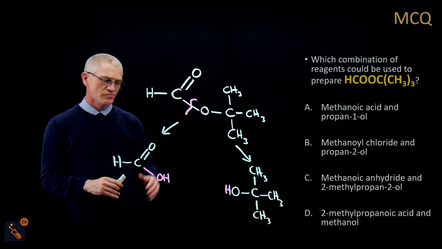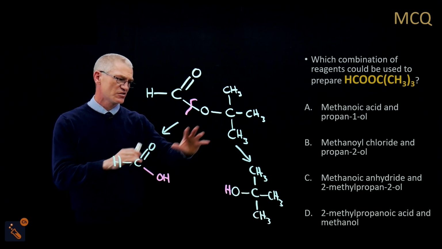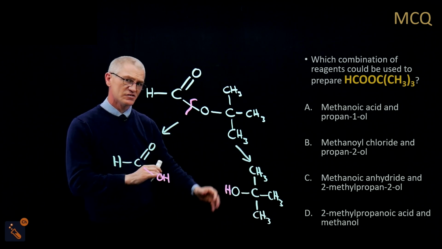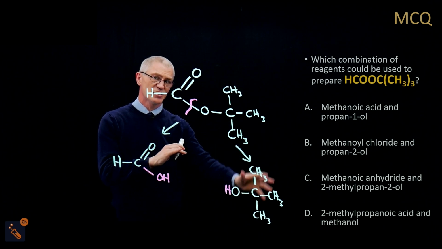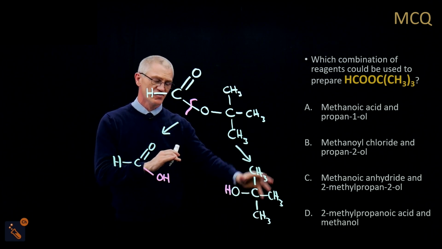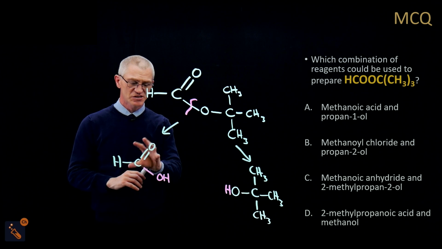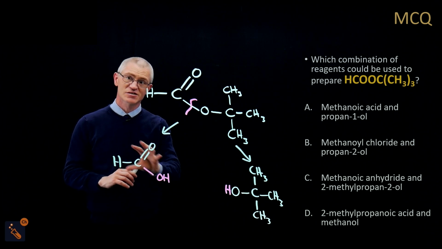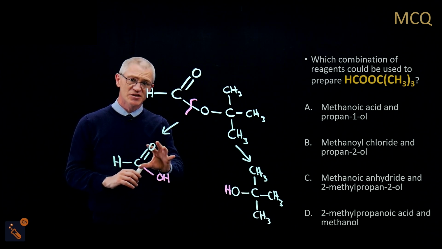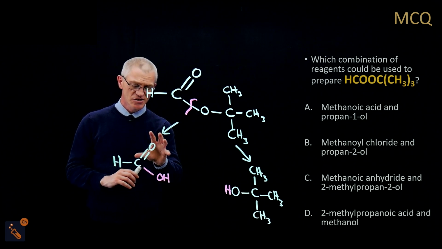So let's look at this first of all. Let's look at the alcohol and say, what kind of alcohol is this that I've made it from? Because it has to be an alcohol that you react it with to make an ester. This can be slightly different. The acid can be slightly different. You can make them from acyl chlorides, which is in B. You can make them from acid anhydrides.